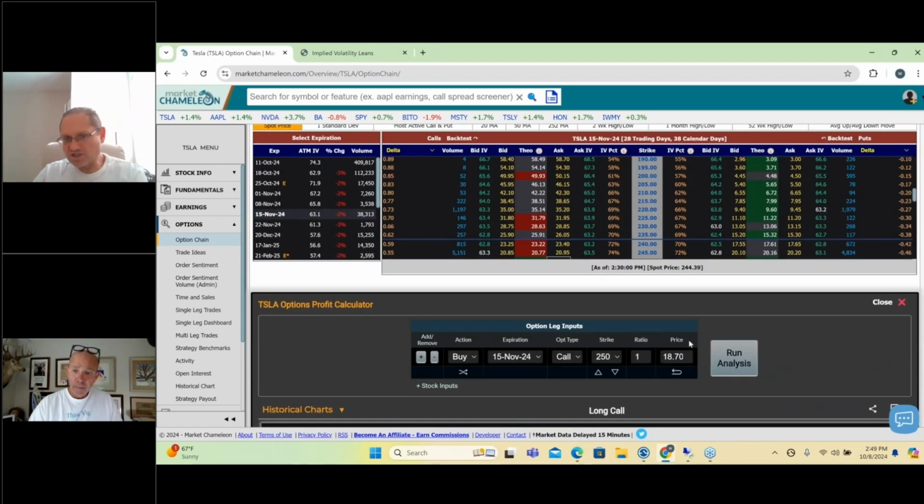And of course, once the option expires, it goes away, right? So October 11th, these options will expire. October 11th, they go to parity. So moving forward, there's no more implied volatility for that option because it will have expired.